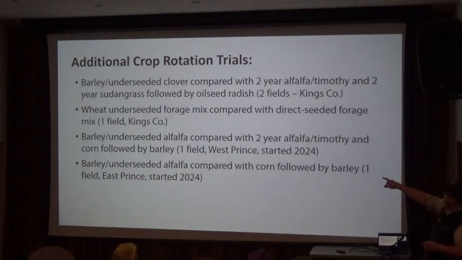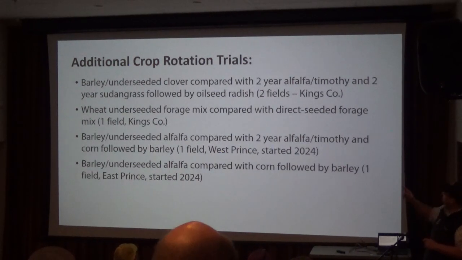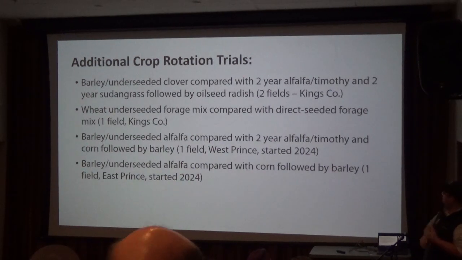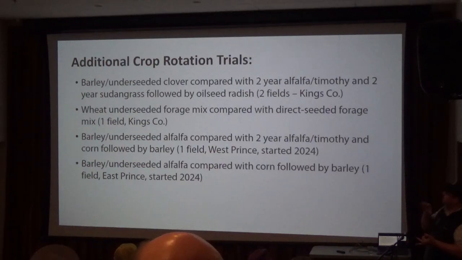Field here with Will, that's wheat underseeded with a forage mix compared to just direct seeding that forage mix and maybe getting that forage mix established a little faster. We have a split field trial on that out in Morel. We've got a barley underseeded alfalfa compared to, again, that direct seeded alfalfa Timothy compared to corn, followed by barley the next year. So again, that 3 cash crop, 2 cash crop, 1 cash crop comparison. And looking at, with getting covers on there and all that sort of stuff, what's the difference? That one's in West Prince.